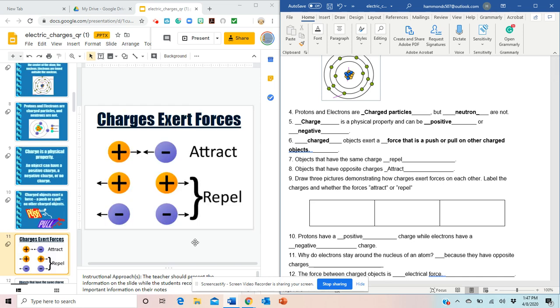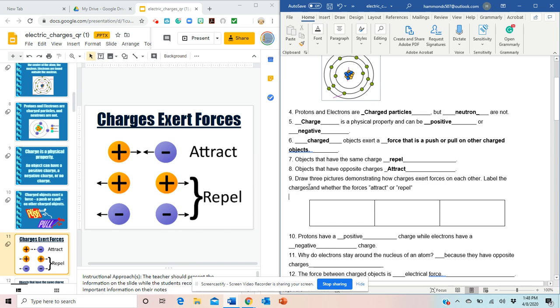Here is an example of those forces being exerted. So in a situation where you have two opposite charges, they're going to attract. But when you have two of the same charges, two positive or two negative, they're going to repel. So for our number 7, objects that have the same charge will repel. And then for number 8, objects that have opposite charges will attract.